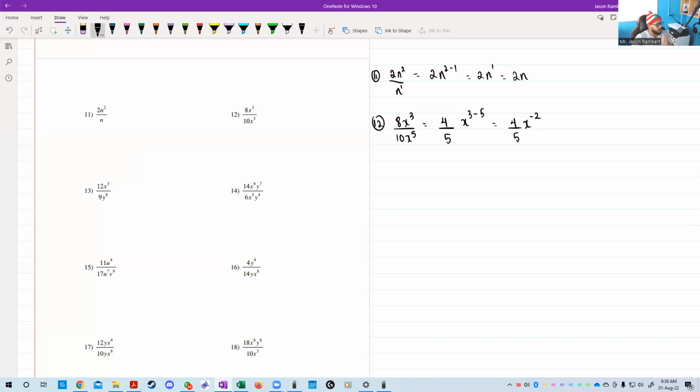You could leave it like this, or I know that there's a law involving negative powers. The only thing that has a negative power attached to it here is the x. So I'll move the x to the denominator and change the power to positive. 4 over 5 x to the power of 2. The 4 doesn't have to move, the 5 doesn't have to move because those have positive powers attached to them.